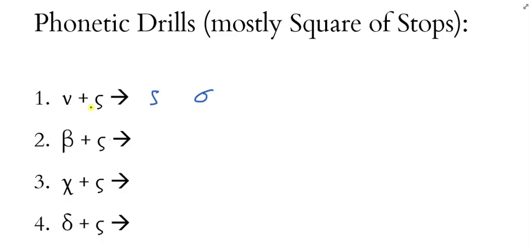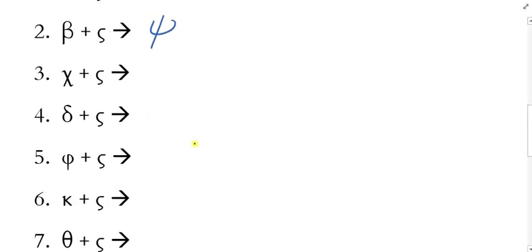Okay. Now, beta sigma. What does a beta sigma produce? Okay, so this becomes that psi. Can you psi it? All right. So labials and sigma produce a psi. A chi and a sigma? Okay, so this becomes xi.